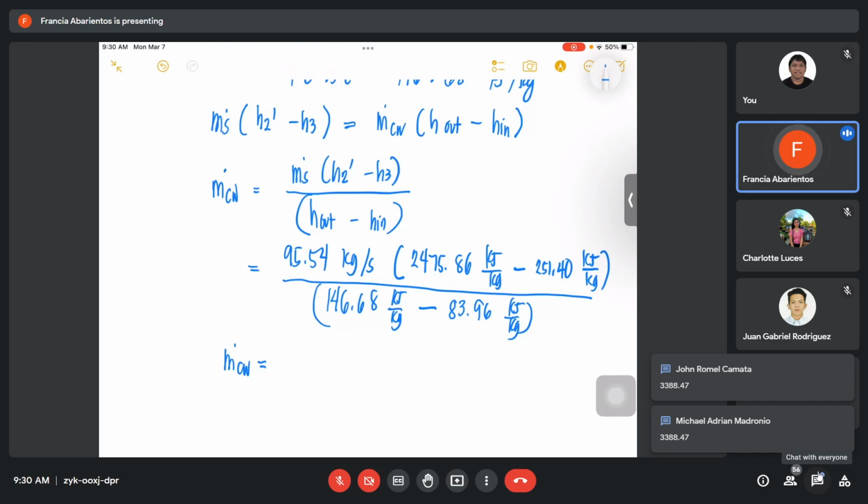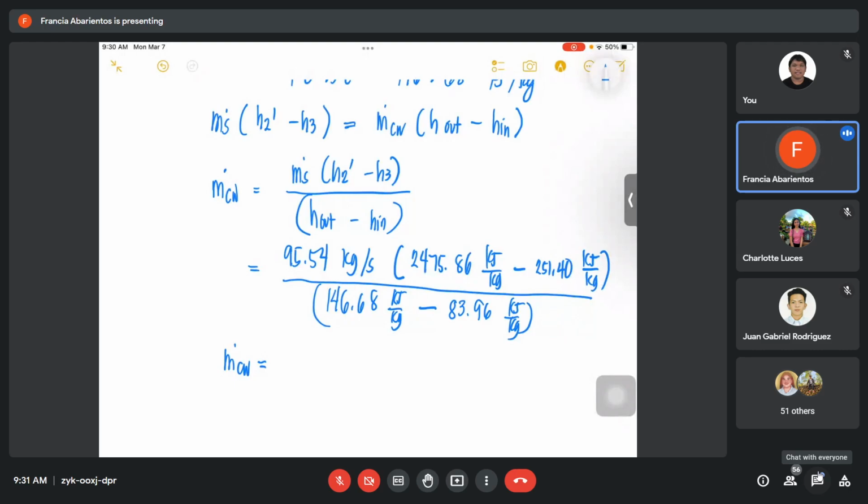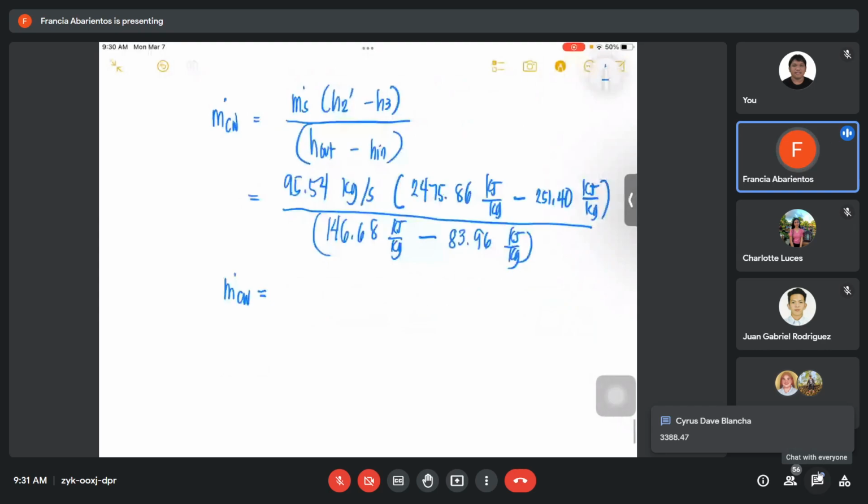We have now the mass of the cooling water. The answer now is 3388.47.